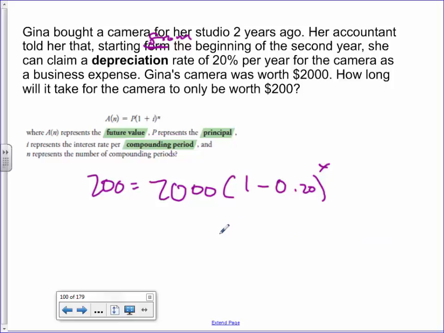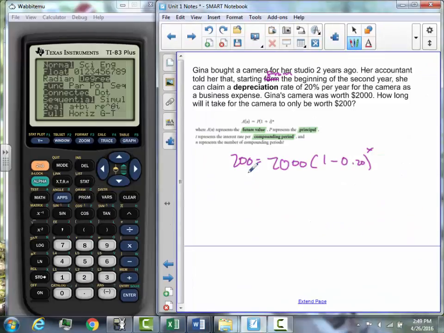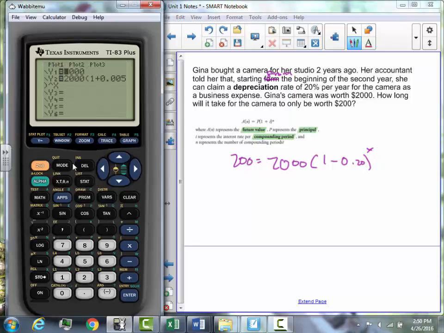So now do the exact same thing we just did. Start with 200. 200 is what we need to finish with after we started at 2,000. 1 minus 20%, because it goes down by 20% every year. And then x is the amount of time. So do the same thing.